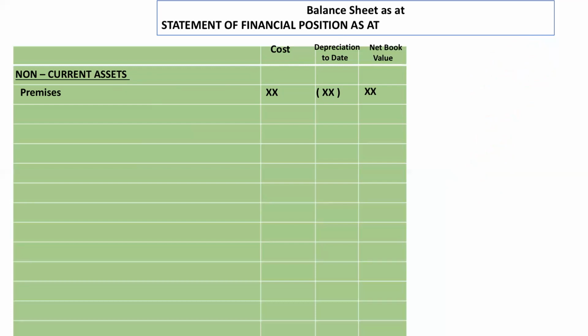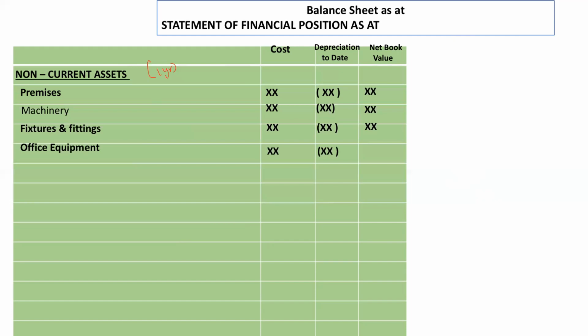Similarly, your non-current assets are those assets which last for more than 1 year in your business. So your machinery will be there. Machinery, the cost minus the depreciation to date will give you the net book value. Take more examples of non-current assets. We are taking fixtures and fittings. Cost minus depreciation to date will give you net book value. Office equipment's cost minus depreciation to date will give you net book value.